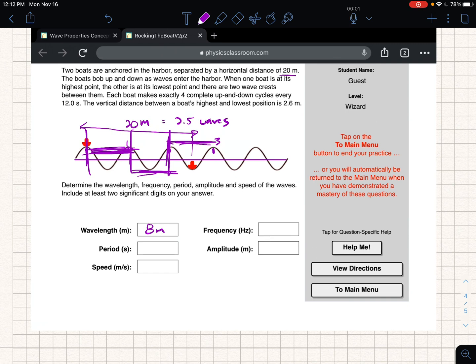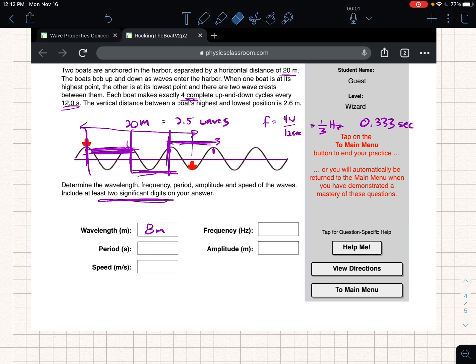Next up, it makes exactly 4 complete up and down cycles every 12 seconds. So that's relating to frequency. That's saying the frequency is 4 waves every 12 seconds. That reduces down to 1/3 hertz. And it says to include at least 2 significant digits. So you can't put fractions in there. You're going to have to put decimals. So I'm going to just say 0.333.